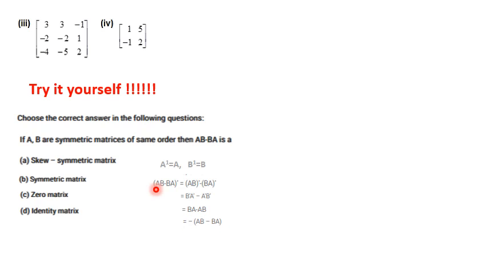So the conclusion is like this: AB minus BA is a matrix. If you take the transpose of that matrix, you get the negative of the given matrix, that is AB minus BA. That means AB minus BA is a skew symmetric matrix according to the condition. So option A is the correct one. Move on to the next question.